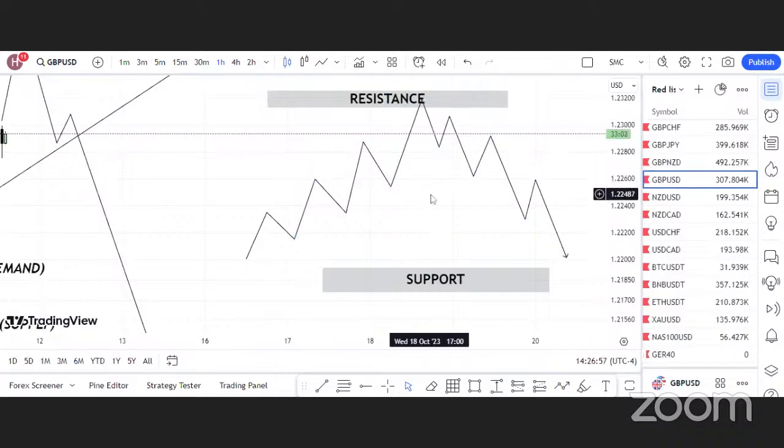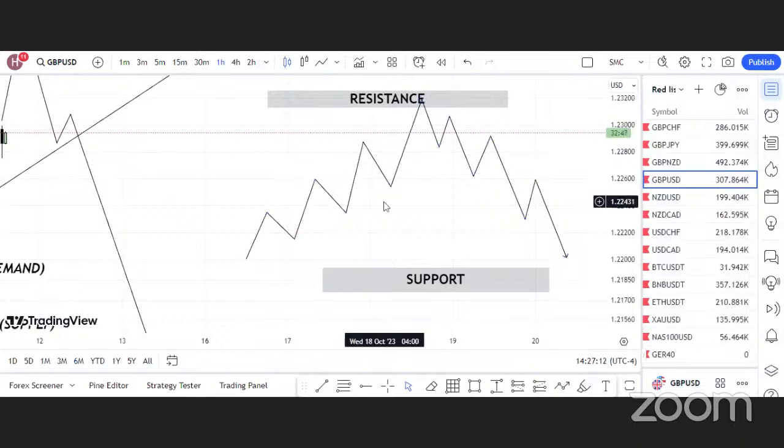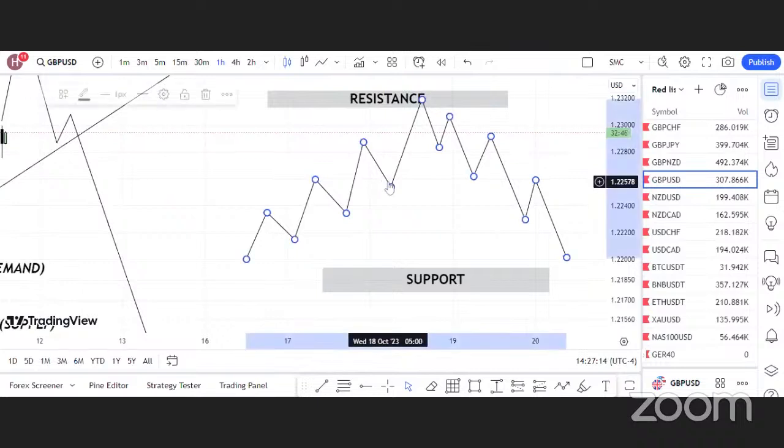And as a forex trader, what you are expected to do is, when the market is in your resistance zone, you want to sell. And when the market is in your support zone, you want to buy. It's just as simple and easy as that. I hope you guys are getting the scope.